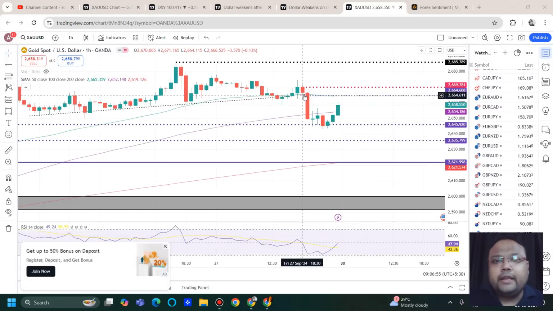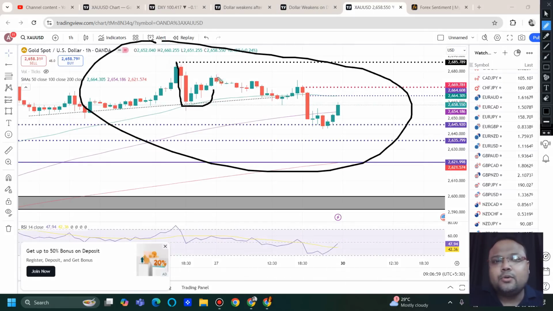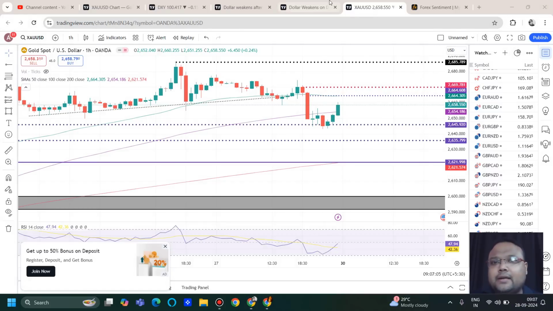Your stop loss should be around 40 pips. And if we just focus on the recent candles here, then we can see that slowly the market is going down. Do not consider it as a trend reversal. This is not a trend reversal, just a minor correction.